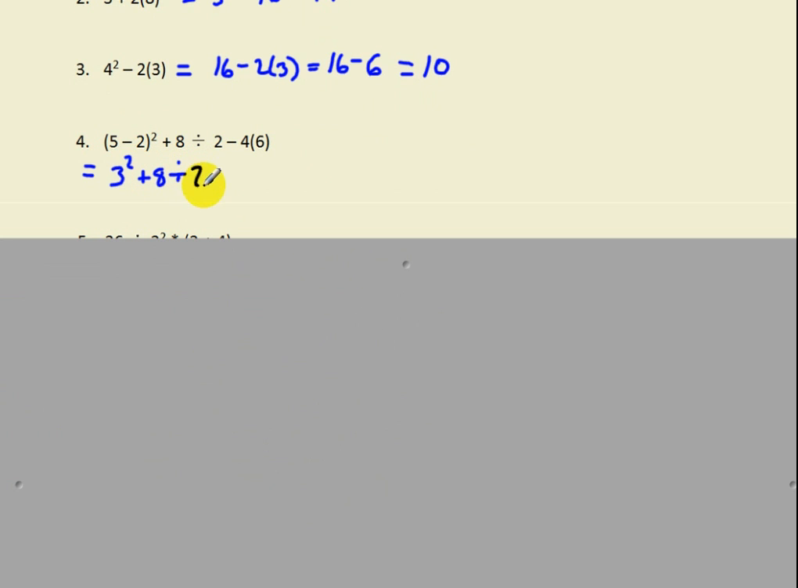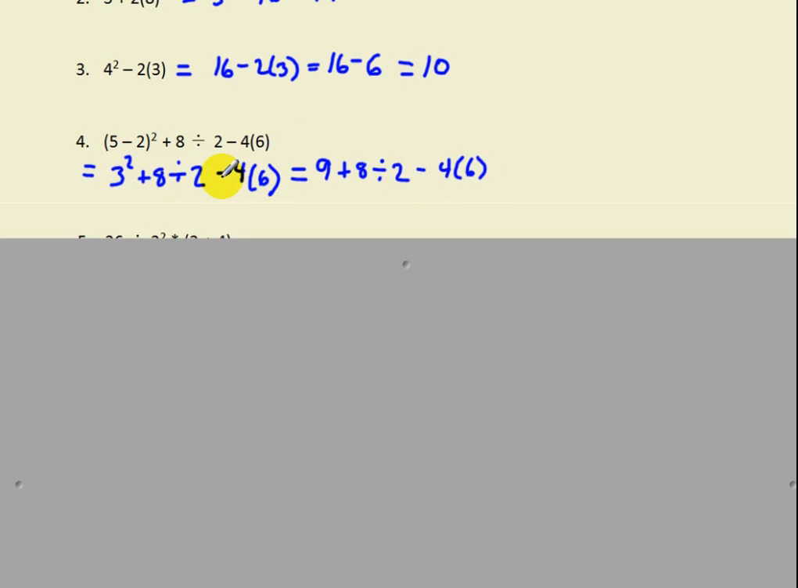Oops, divided by 2 minus 4 times 6. Okay, so we've taken care of our parentheses. Remember, this parentheses is only showing multiplication, not grouping. So now we look at exponents. And we do have an exponent, so we need to apply that. So 3 squared is 9, and then continue to write the rest of this. Plus 8 divided by 2 minus 4 times 6.